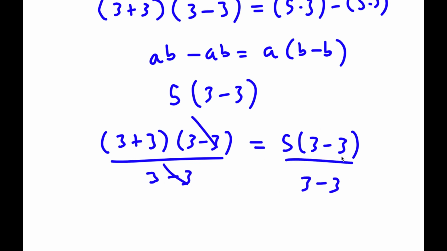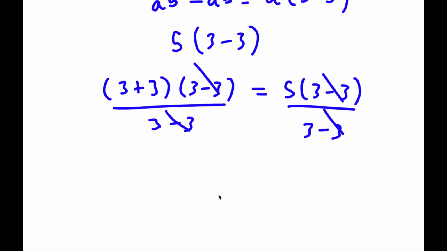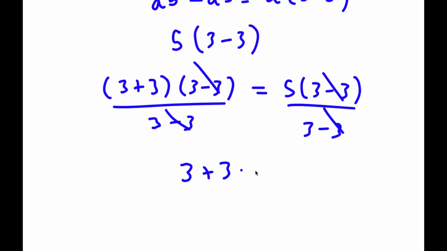these two cancel out, and I get 3 plus 3 is equal to 5, or 6 is equal to 5. And this is obviously wrong. Where the mistake is, is when I divided 3 minus 3 on both sides, because 3 minus 3 is 0. So this is technically dividing 0 by 0, which is not 1, but it has no defined value. So that's where this proof went wrong.